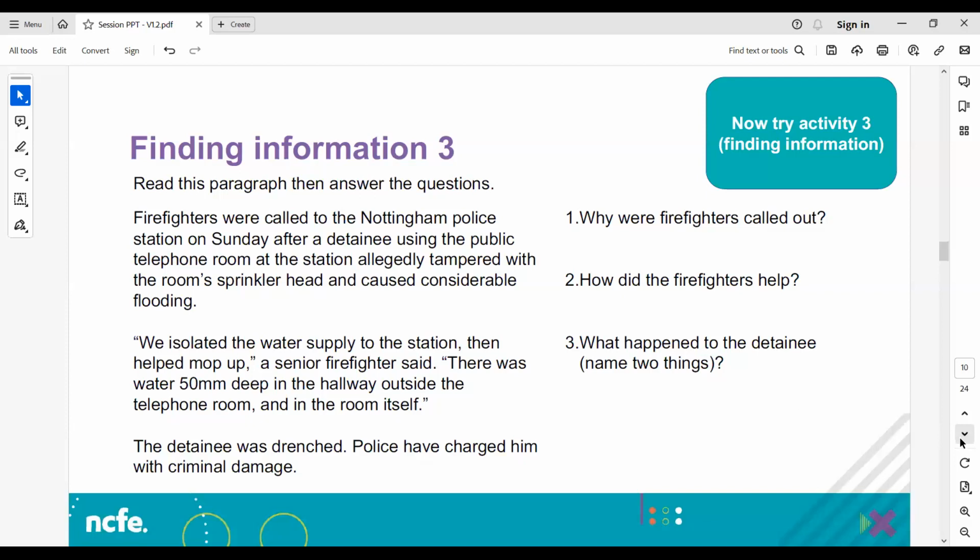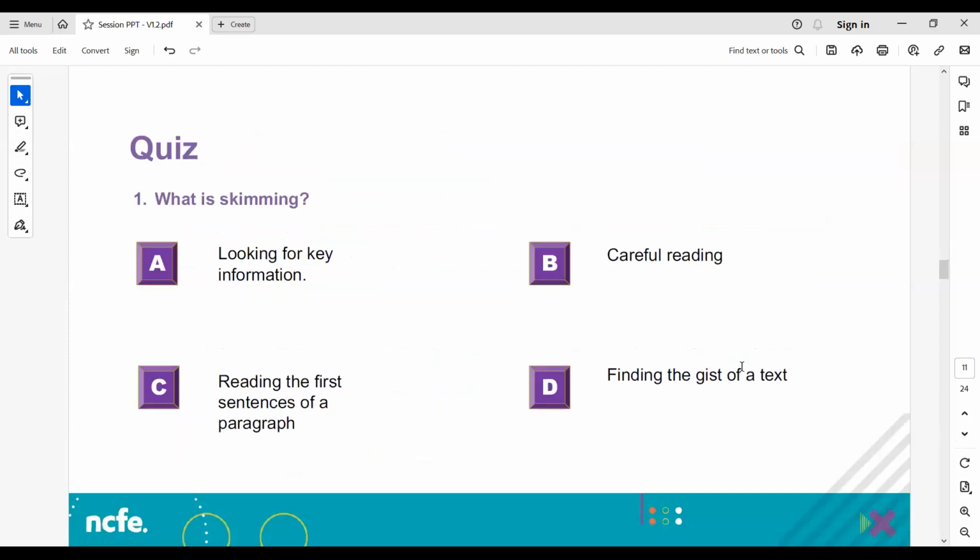No? Okay. Well done. So we're on to our quiz. So what is skimming? So if you use the skill of skimming, what are you doing? Looking for key information. Yeah, D. Well done. D. Finding the gist of a text.